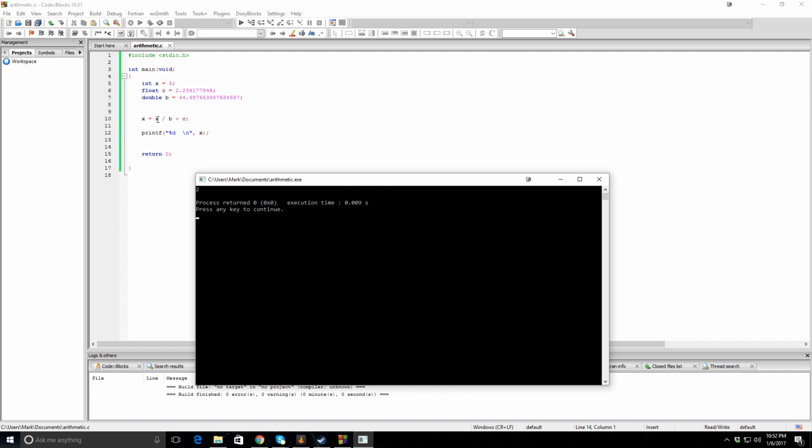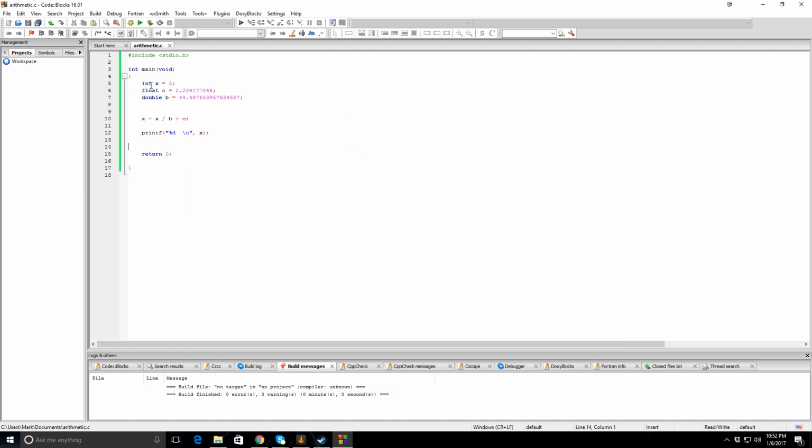Well, x being 5 divided by b, you would think would give us a very small decimal, but instead these things are rounded. So what we end up with is 0. And add c, which is clearly not 2, but because it's going into x, the integer, it has to be rounded. So it goes to just plain old 2.